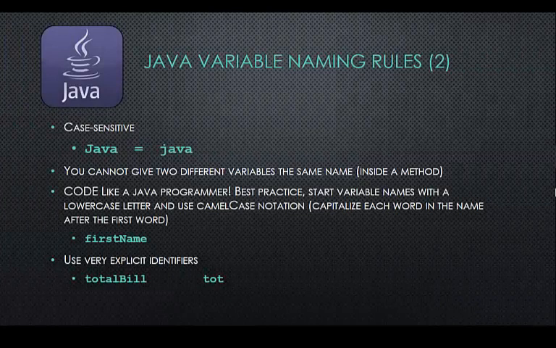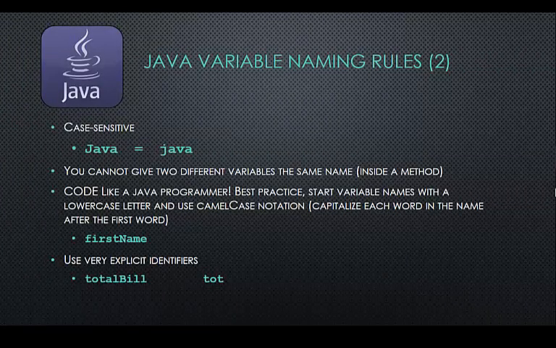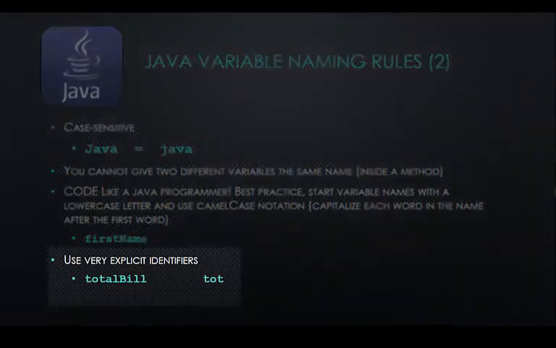Code like a Java programmer. Best practice style of coding in Java is to start a variable name with a lowercase letter and use what's called camel case notation. Capitalize each word in the name after the first word. So here is an example. firstName, start with lowercase f. The second part of the name is Name. Start that with an uppercase letter so that it's easy to read. Use very explicit identifiers. totalBill gives a lot more meaning to the program than tot.